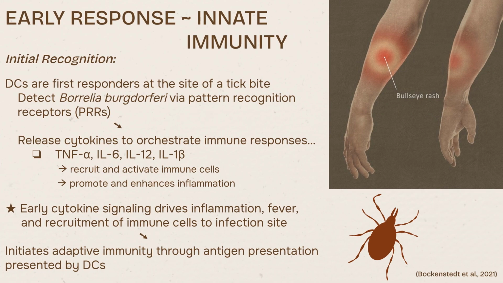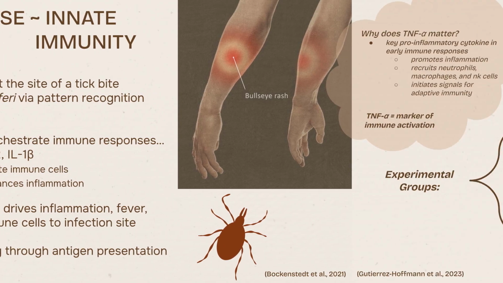The immune response begins with the innate immune system, which provides the first line of defense and helps initiate adaptive immunity. Dendritic cells and macrophages recognize the bacteria through pattern recognition receptors and respond rapidly. Once activated, these cells release inflammatory cytokines such as TNF alpha and interleukin 6. These cytokines promote inflammation and recruit additional immune cells to the site of infection. Dendritic cells also present antigens, which is what helps activate the adaptive immune response.